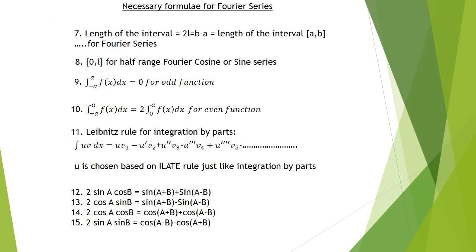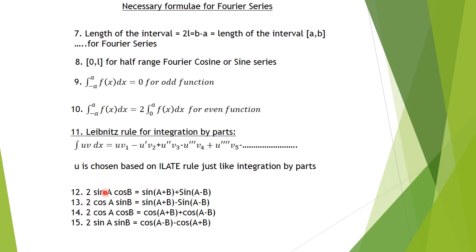So these are also formulas required to do the problems of Fourier series. 2L we are going to use when we use Fourier series, and 0, L we are going to use when we use half range Fourier cosine or sine series. Okay. So integration from minus a to plus a is 0 for odd function, and 2 times 0 to a for even function. And Leibniz rule: integral of u v1 minus u dash v2 plus u double dash v3 and so on.